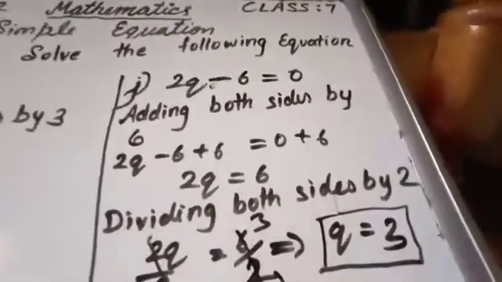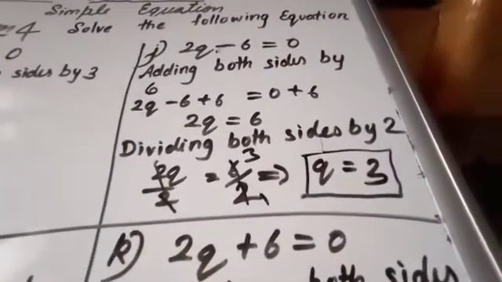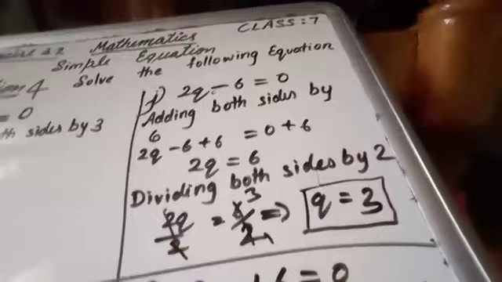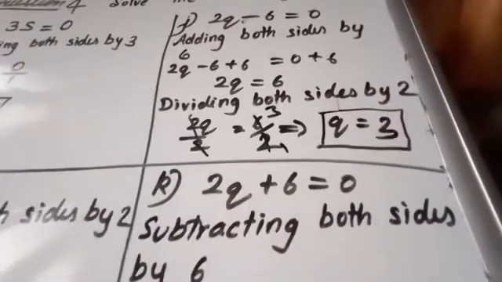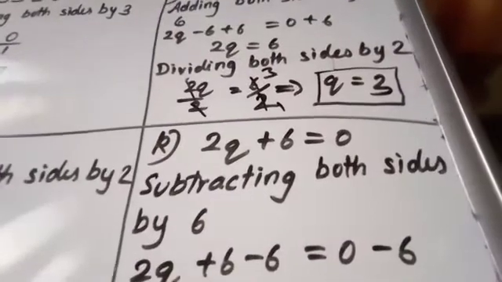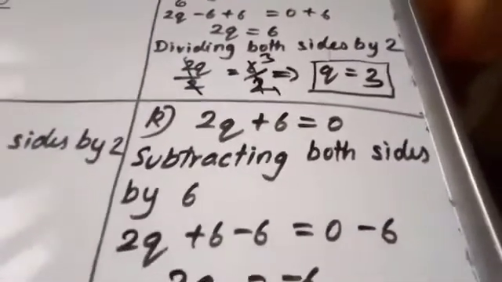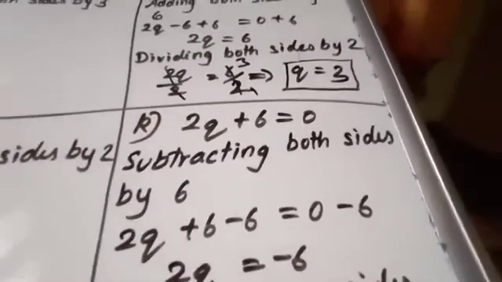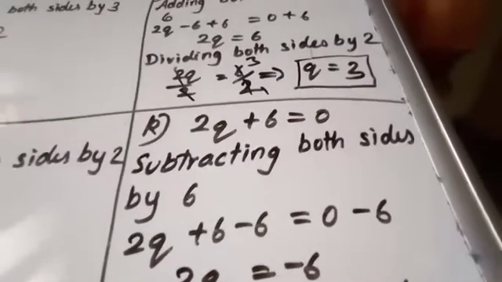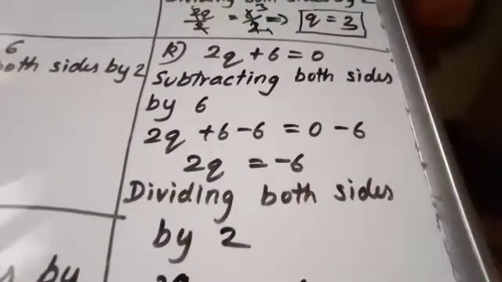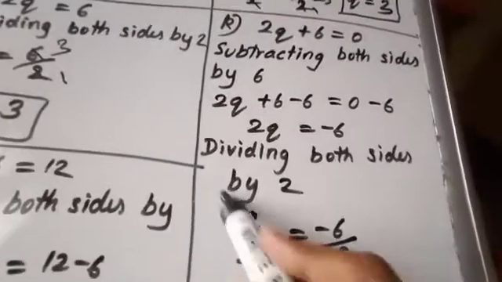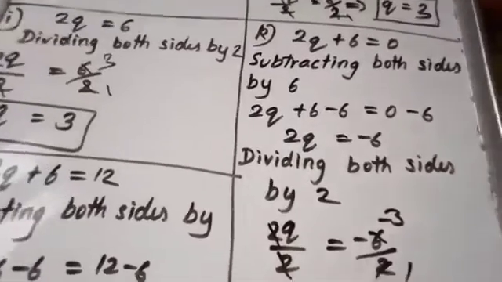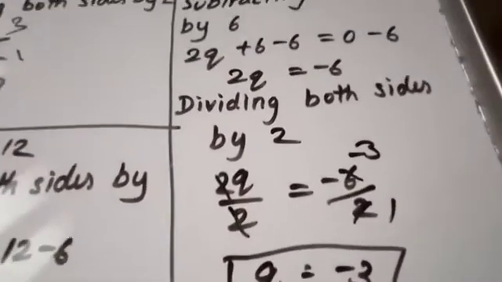Now let us go to the K question. 2q plus 6 is equal to 0. Here two terms are there. So let us first separate the 6 by subtracting 6 from both sides. Then 2q plus 6 minus 6, 0 minus 6. Hope you are understanding, both sides we have to do. 2q is equal to minus 6. Now how to separate 2q? By dividing both sides by 2. Then 2q divided by 2, the 2 gets cancelled. 2 1s are 2, 2 3s are 6, but minus 3 is there. So q is equal to minus 3.